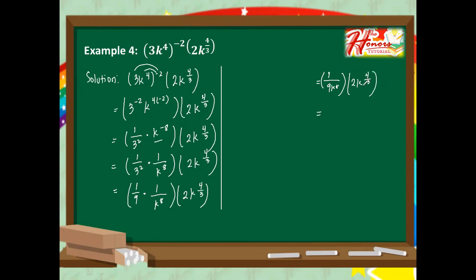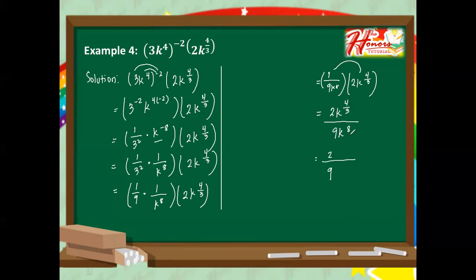And then since 2k raised to 4 over 3 is not a fraction, we can just multiply it to the numerator. So 2k raised to 4 over 3 times 1, so that is 2k raised to 4 over 3. And then for the denominator, just copy it. So that's 9k raised to 8. We are not yet done. So for this kind of example, we cannot divide 2 and 9, so we can just copy it.